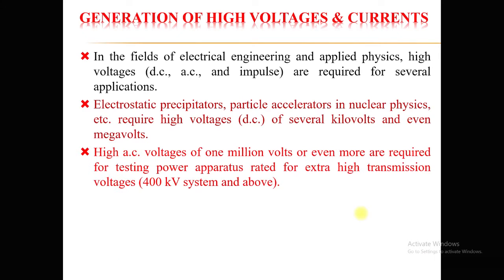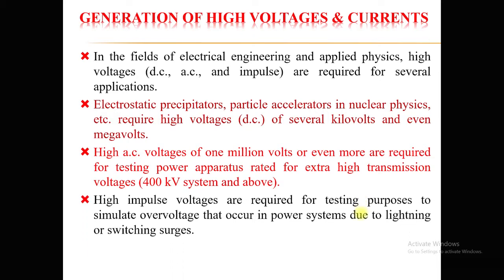The high voltage AC of 1 million volts or even more is required for testing the power apparatus rated for the extra high transmission voltages, where a voltage level of more than 400 kV is considered EHV. High impulse voltages are required for testing purposes to simulate the overvoltages that could occur in a power system, either due to lightning or due to system faults.